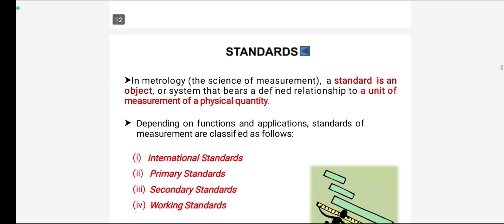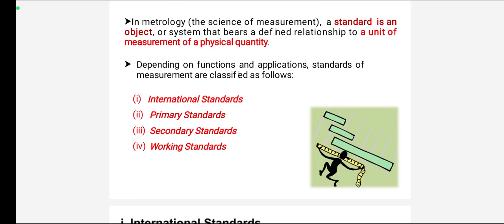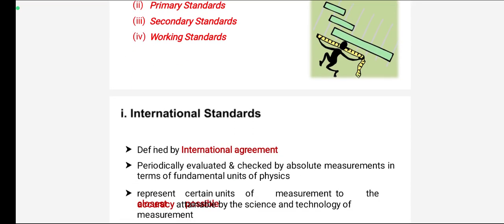Next we go for the standards. In metrology, the science of measurement, a standard is an object or system that bears a defined relationship to a unit of measurement of a physical quantity. Depending on the function and application, standards of measurement are classified as follows: international standards, primary standards, secondary standards, and working standards. The first one is international standards.